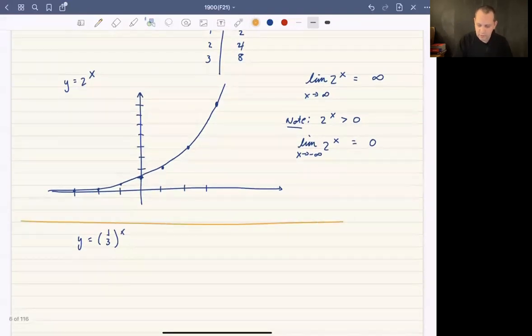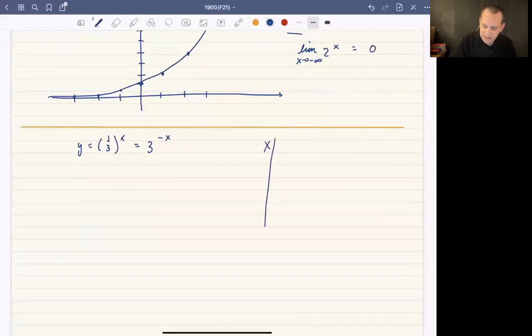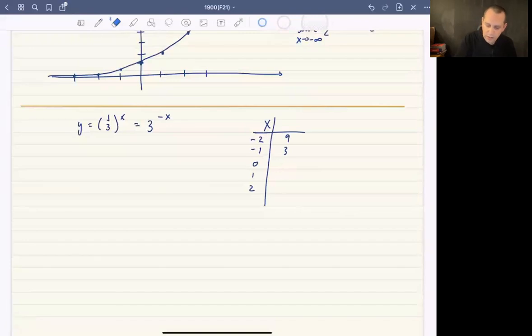All right, next let's look at y equals 1/3 to the x, or if you like, you could think of this as 3 to the -x. And this is going to have a similar pattern. I'm just going to do a few values here: -2, -1, 0, 1, 2. When we plug in -2 to this function, we get 9. When we plug in -1, we get 3. When we plug in 0, we get 1. When we plug in 1, we get 1/3. When we plug in 2, we get 1/9.